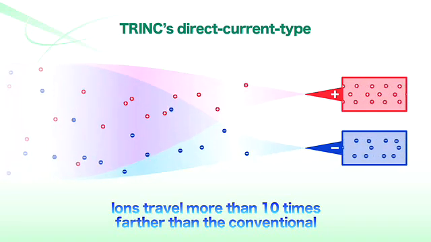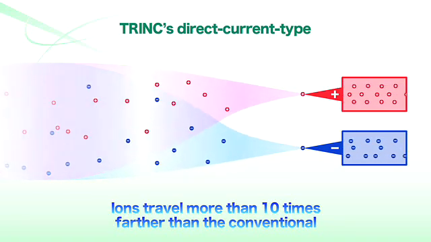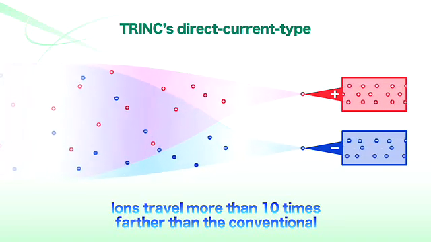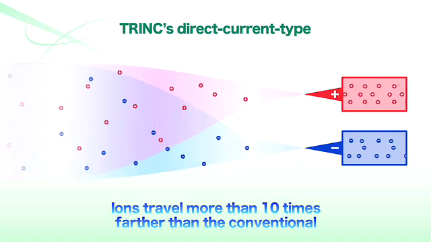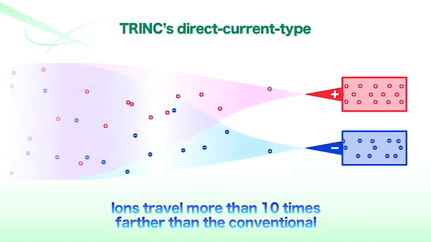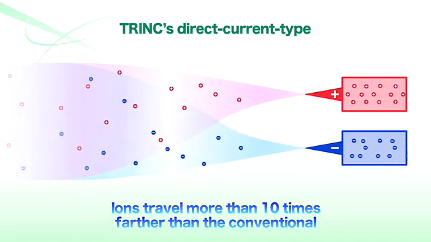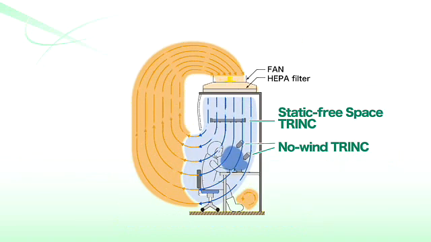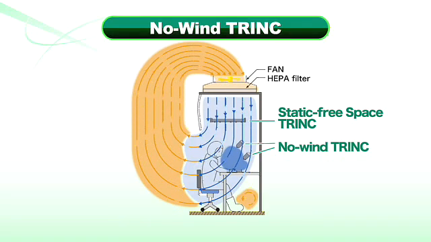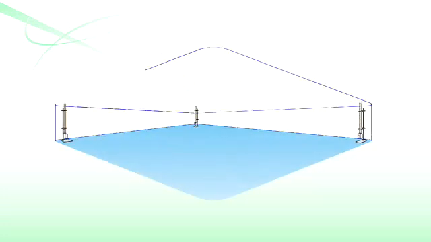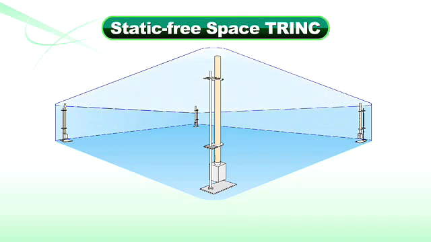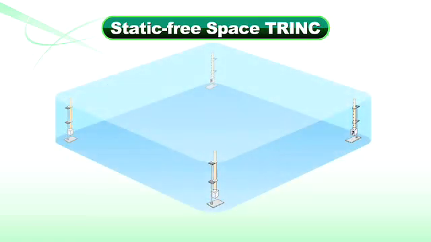The ions also travel more than 10 times farther than the conventional. The Trinc system greatly expands the effective ionizing space to a wide area since the ionizing range is excellent, even without air blow. This is the Trinc non-air blow structure. We call it the no-wind Trinc. Trinc has applied this new technology to create a system that ionizes an entire spatial area. We call this system the static-free space Trinc.